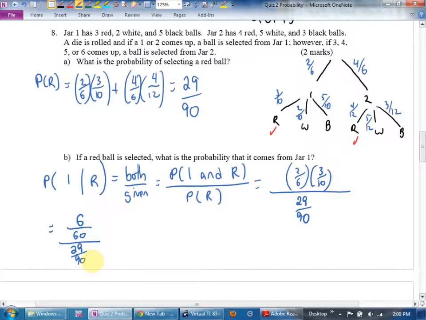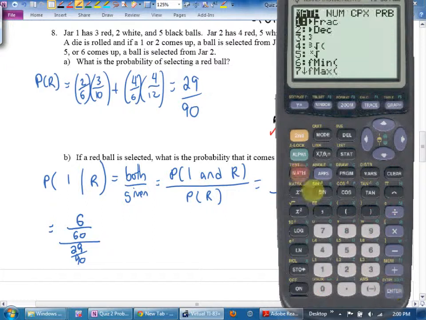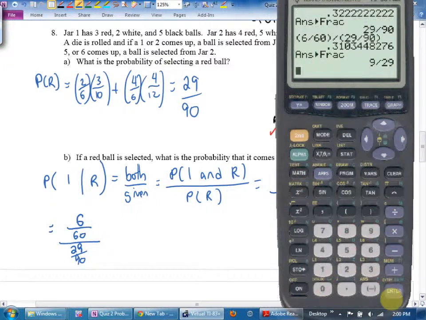Or you could simply say, how do I divide by a fraction? Flip it and multiply, and then if you write it as a multiplication question, your calculator won't freak out. I'll go to my brackets. So bracket 6 over 60, Mr. Dueck, close bracket, divided by bracket 29 over 90, close bracket, enter, math, enter, enter. Is the final answer 9 out of 29? Yes?